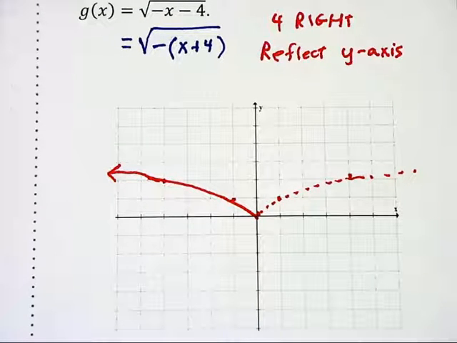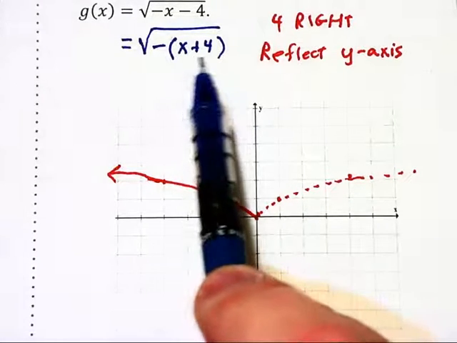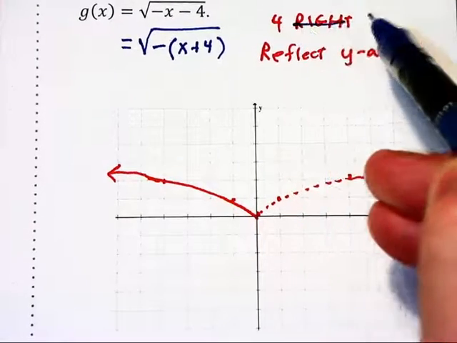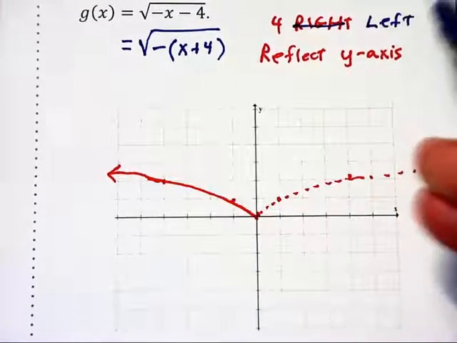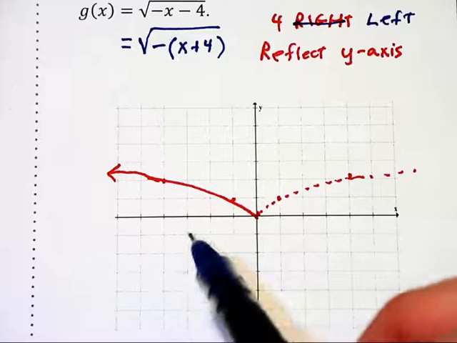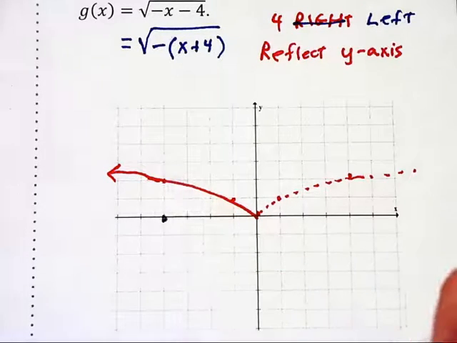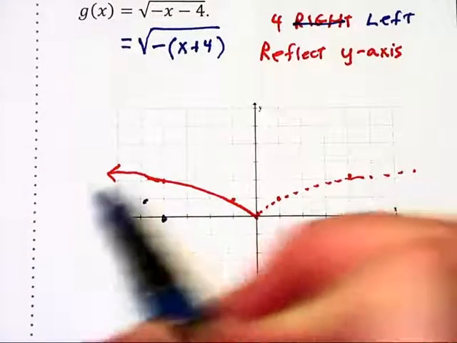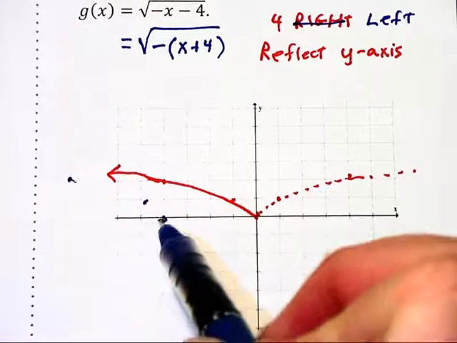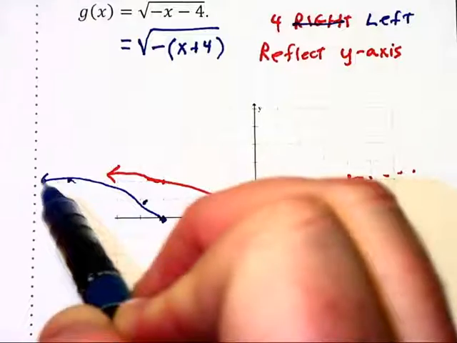Now we want to move this 4 units to the, I said right. I was falling into that trap there. That plus 4 actually means 4 to the left. And sometimes it's a good idea to make a mistake in front of a class because it helps you to memorize it all the better. So I'm going to have these points here instead, and then we've got this graph.